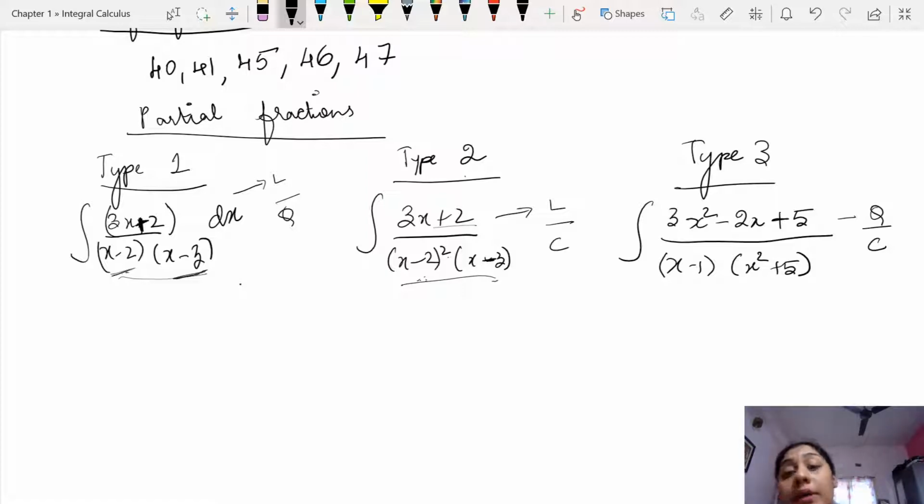That is, you're not going to get cubic by cubic, or quadratic by quadratic, and so on. This will be the maximum difficulty level. These are the three types that you will get in the examination.